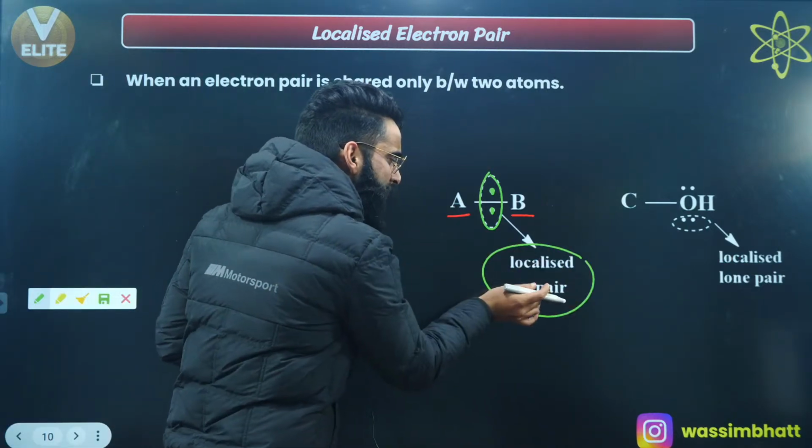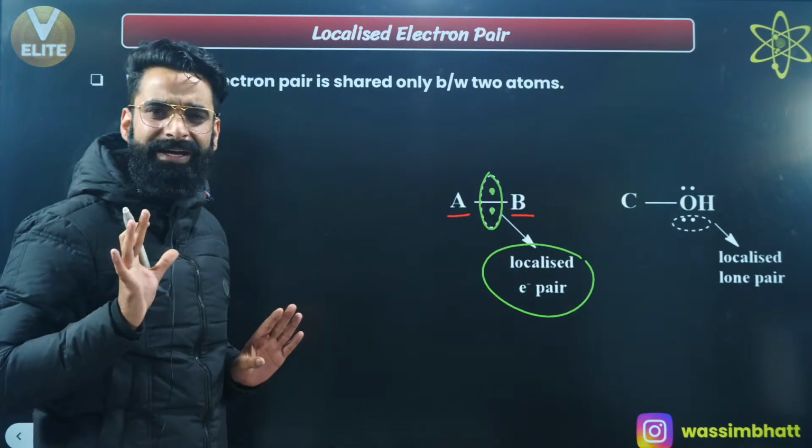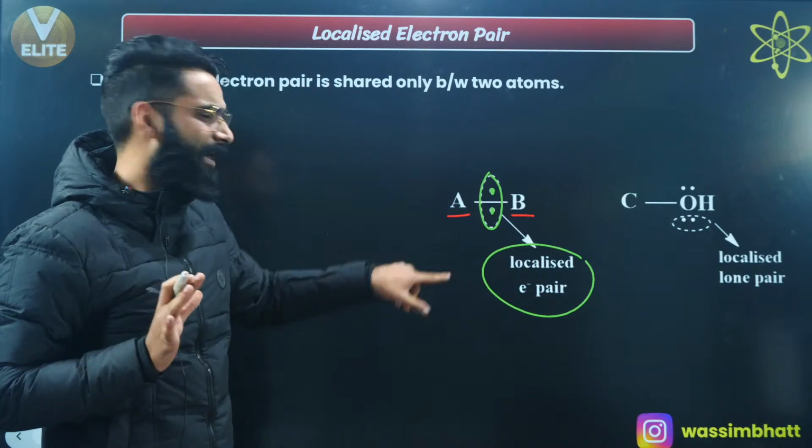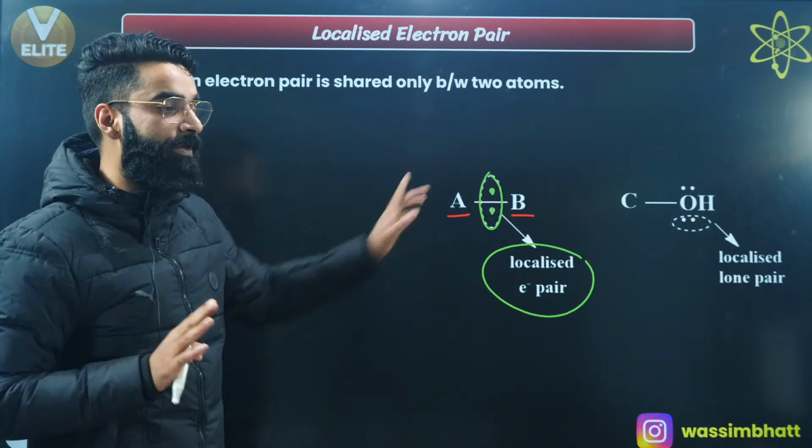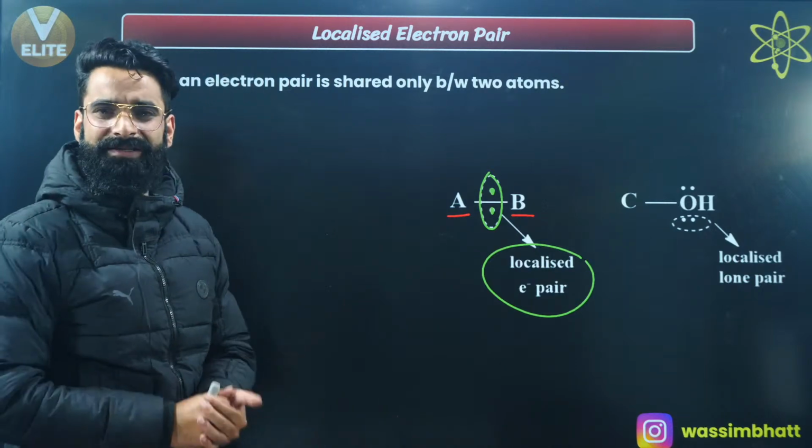So this electron pair just belongs to these two atoms, right? It is localized. It belongs to only two atoms. Whenever the electron pair belongs to only two atoms, we call that electron pair the localized electron pair.